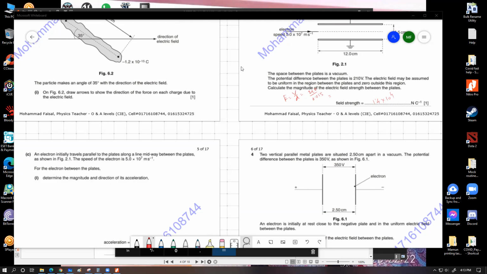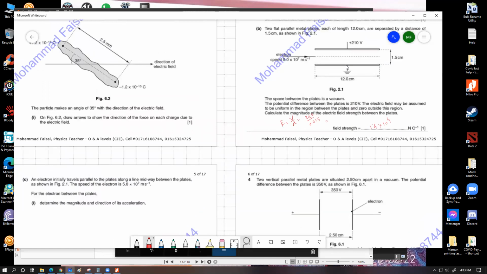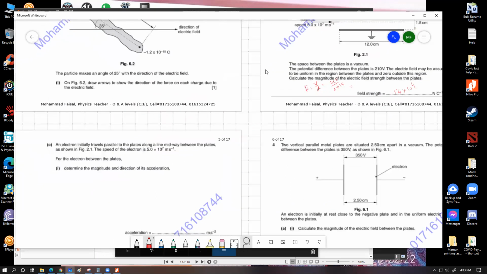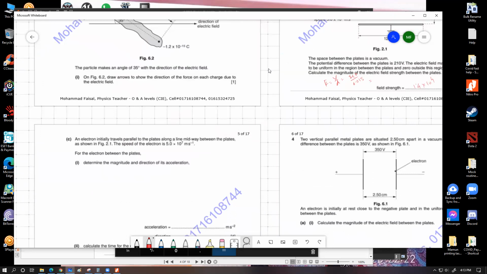Well, direction is pretty simple. This is a positive plate, this is the zero plate, so the electron will be attracted more strongly by the positive plate. So the direction is upwards. For the magnitude, we just have to go for some calculation, which I'm about to show you. Have a look. For the electron, F equals QE, and then again F equals MA. So the acceleration is going to be given by Q into E divided by M.